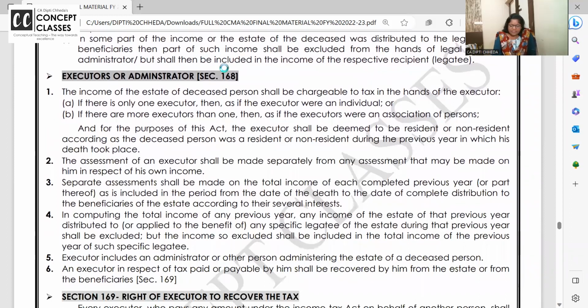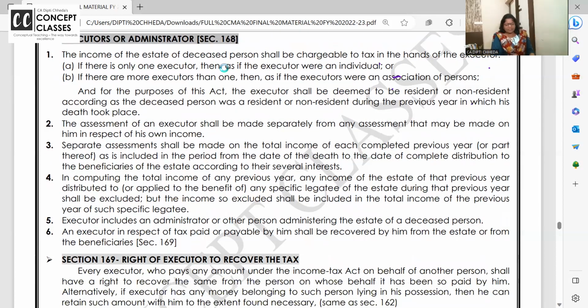Income of the estate of a deceased person shall be chargeable to tax in the hands of the executors. If only one executor is there, then okay. If more than one executor is there, for example a father has three children, everyone will get equally. The executor shall be deemed to be resident or non-resident according to the deceased person. An assessment of the executor shall be made separately.